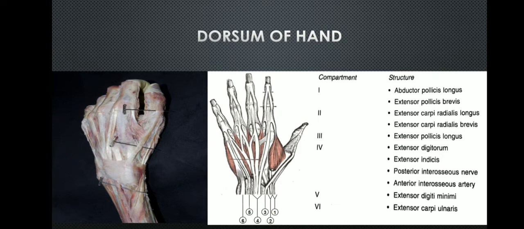Now moving on to the fifth compartment, which is composed of the extensor digiti minimi muscle. This is the extensor digiti minimi muscle, as you could see in the cadaveric image, and the sixth compartment is composed of the extensor carpi ulnaris muscle. The extensor carpi ulnaris muscle lies somewhere around here. This is the sixth compartment muscle, the extensor carpi ulnaris muscle, deep to the extensor retinaculum.